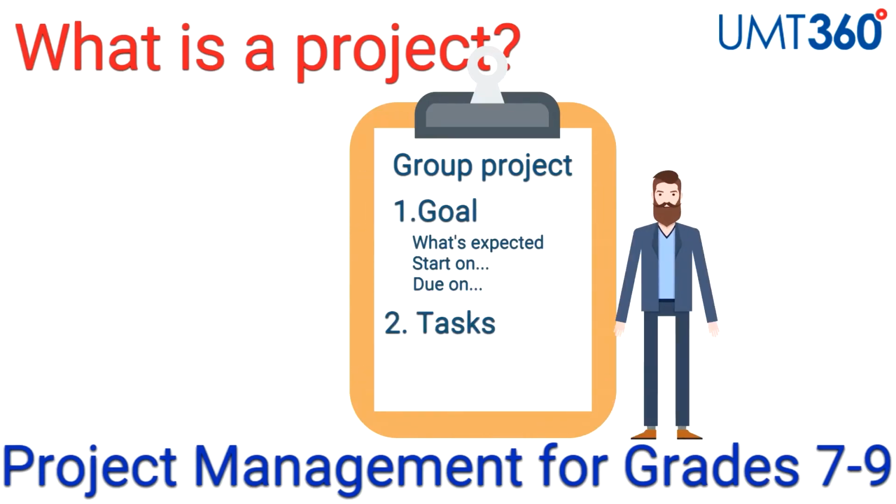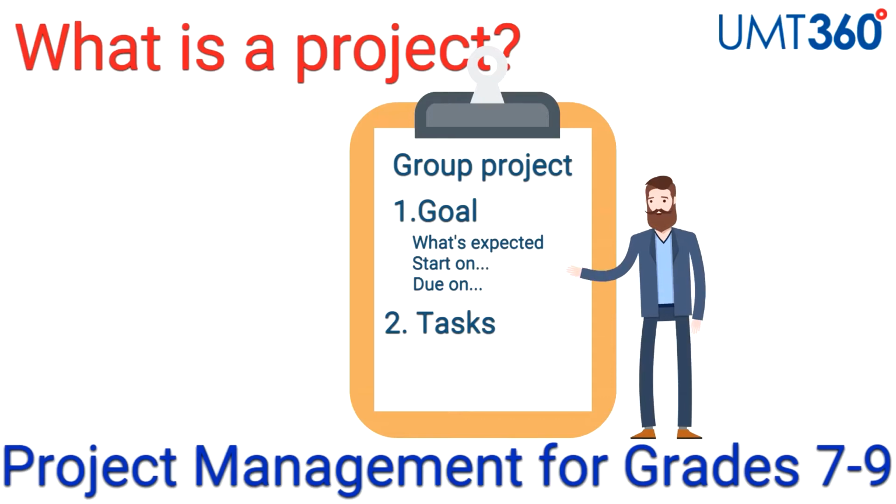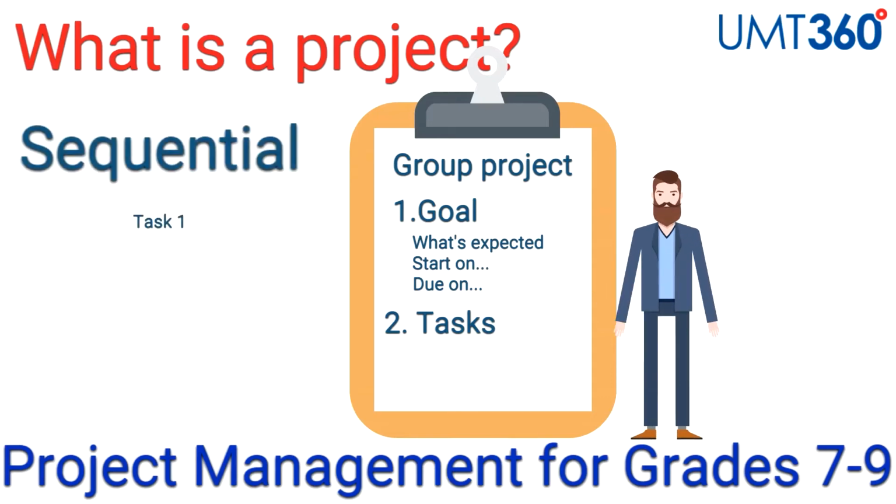There are 2 types of work we should talk about right now. One is sequential work and the other is parallel. Sequential work needs to happen in sequence with some work happening before other work can start. Tasks that happen before other work are called predecessors. Work that happens after predecessors are called successors.